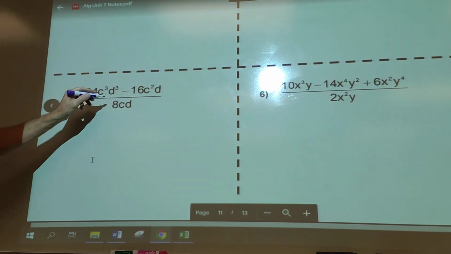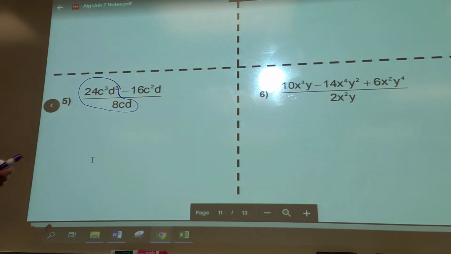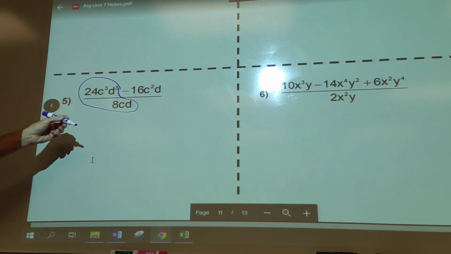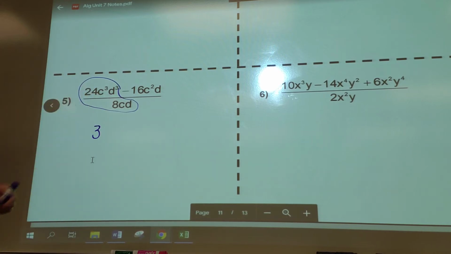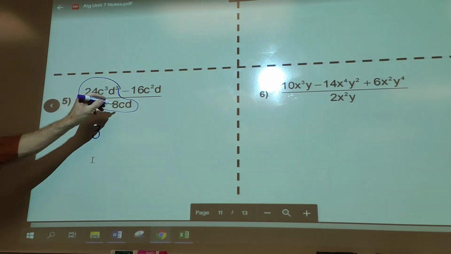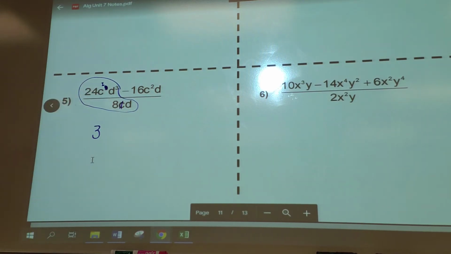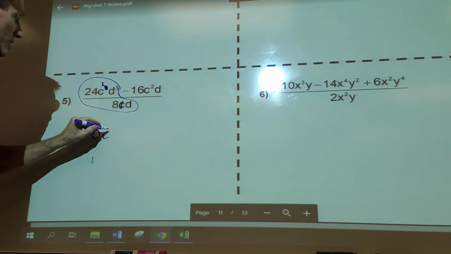So 8CD, we are dividing that into my first part and then to my second part. Okay, so 8 goes into 24 3 times. If we have 3 c's up top, c times c times c, c to the third power, I'm dividing by c, so I'm going to take away this 1c with one of those, leaving me 2 up top, so c squared.